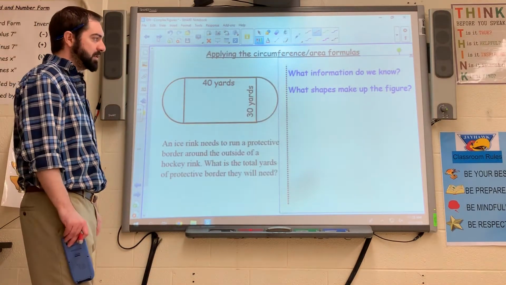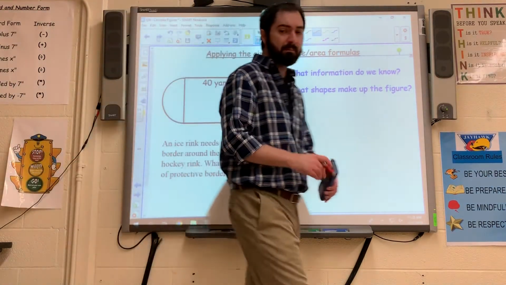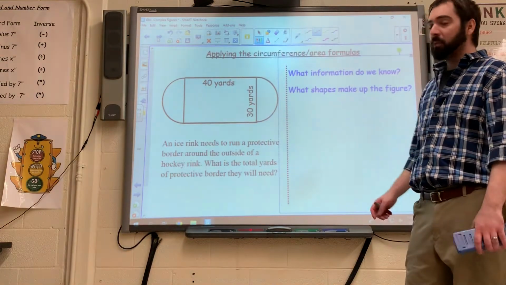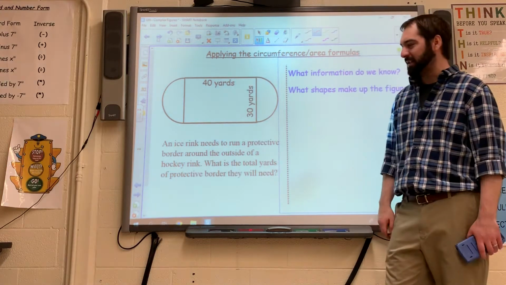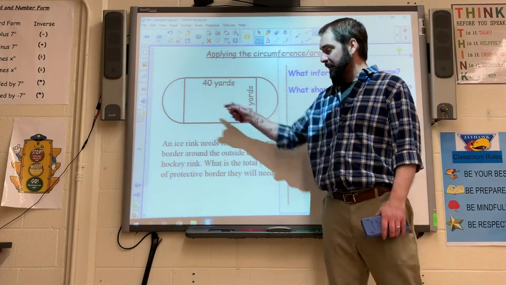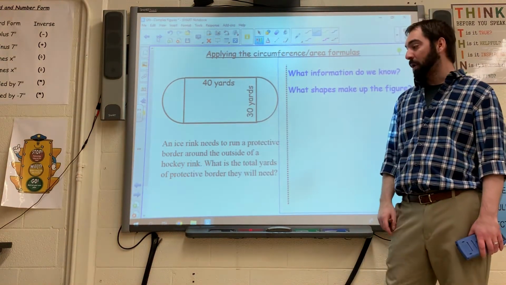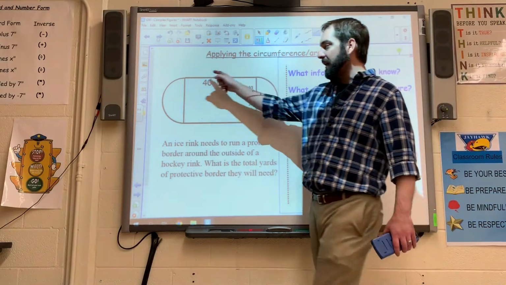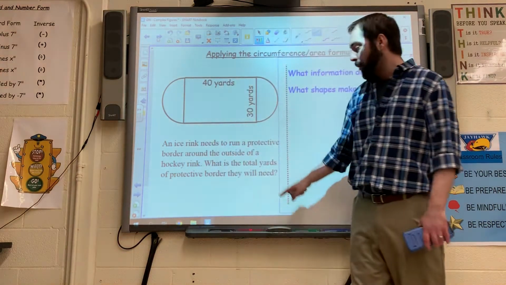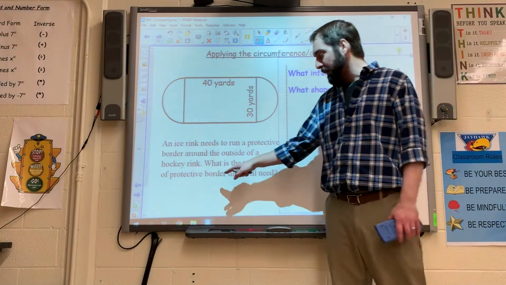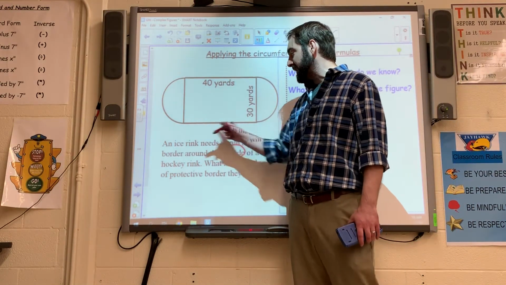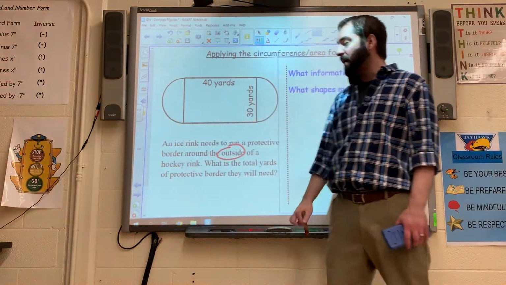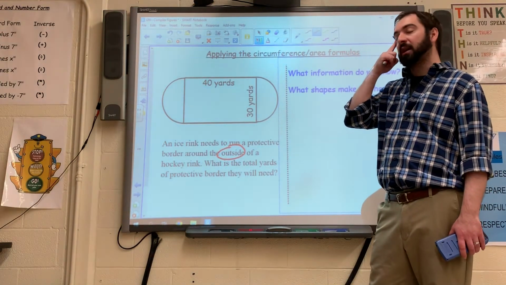Last one before we get into some practice problems. Up here, this one is very similar to the one we just did. The only difference is I actually kind of made it into a scenario. So, an ice rink needs to run a protective border around the outside of the ice rink. What is the total yards of the protective border that they need? So right here, they're talking about the outside distance of this figure.